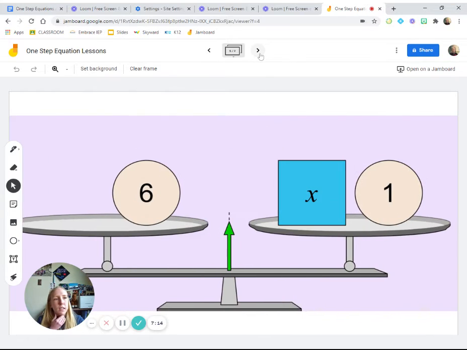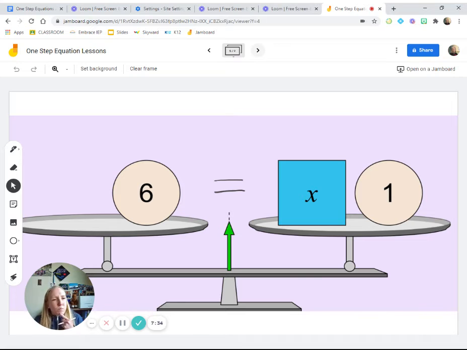All right. Another example, and you guys, it doesn't matter what side of the equal sign the x is on. We can do the exact same thing. So if the x is on the other side, we still know that that's equal. We still know that the sides are balanced. We just put x on the other side.